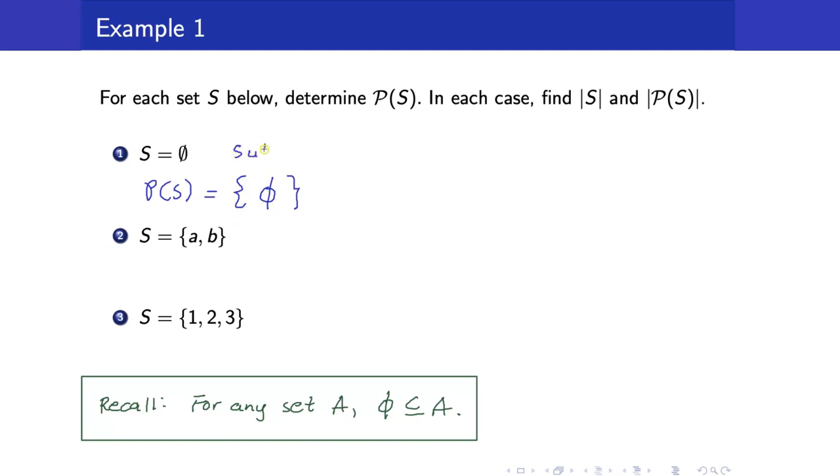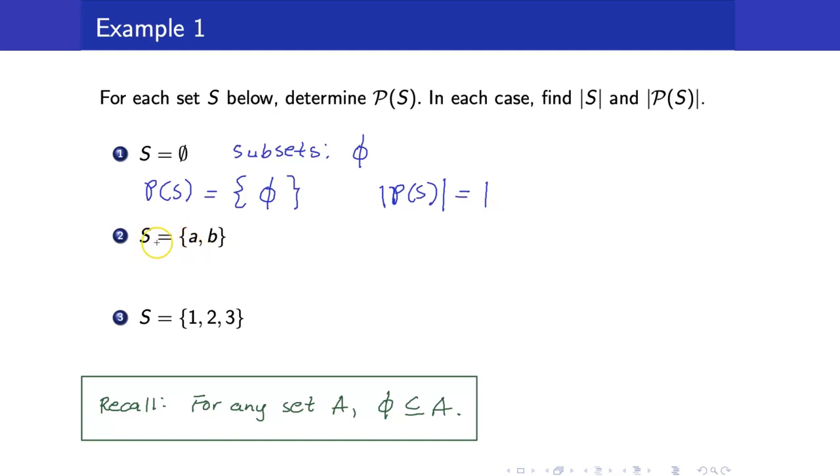Because remember that the only subset of S will just be itself. So in this case, the cardinality of the power set of the empty set is just equal to 1.